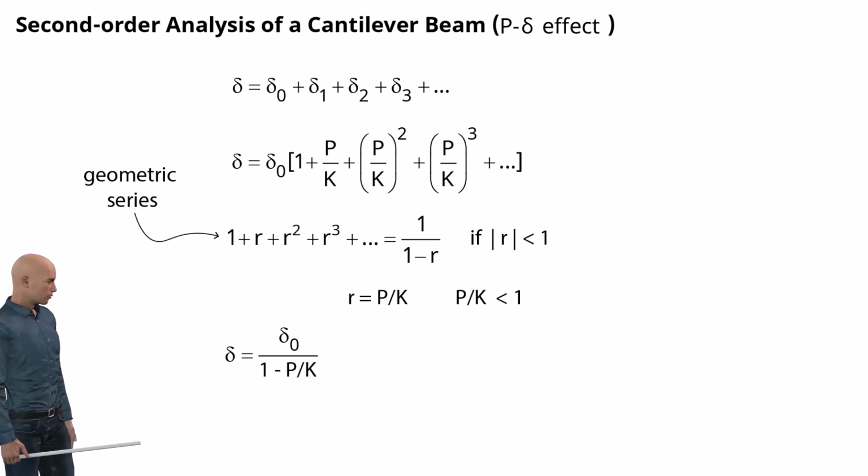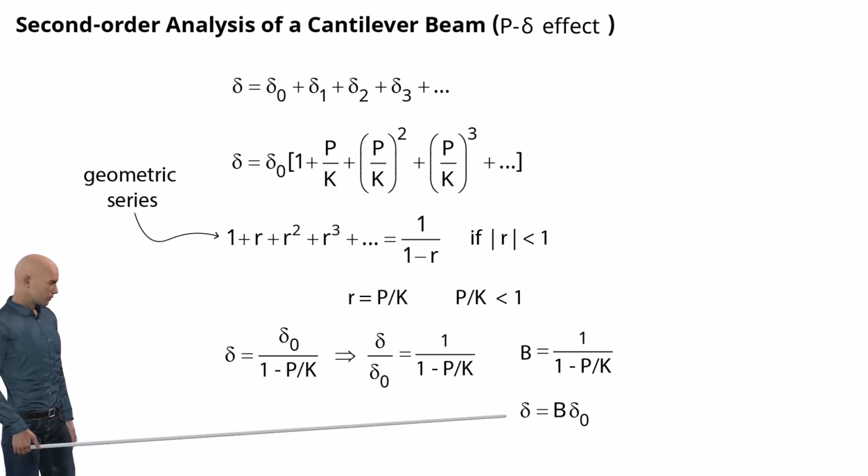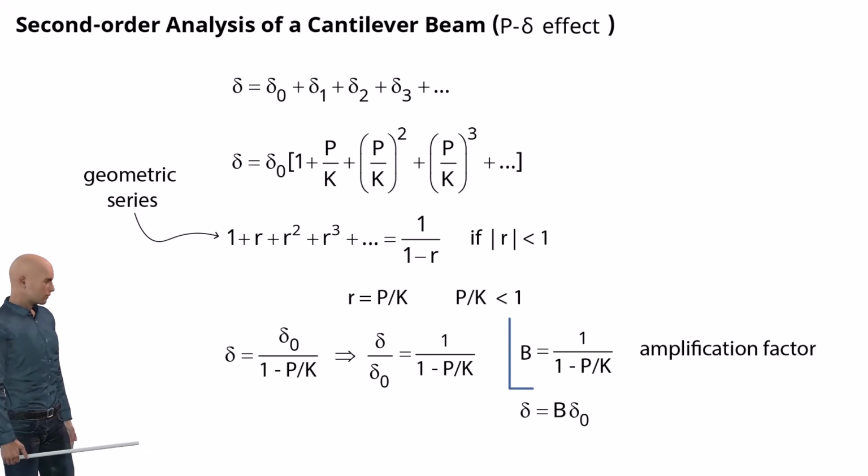Now let's define the ratio between the total deflection and the first-order deflection. We call this ratio B. So the total deflection is equal to B times delta 0. This means B acts as a deflection amplification factor. It tells us how much the first-order deflection is amplified by the small P delta effect. Now the next question is this: can we also use B as a moment amplification factor?